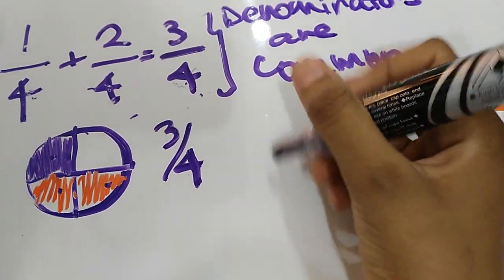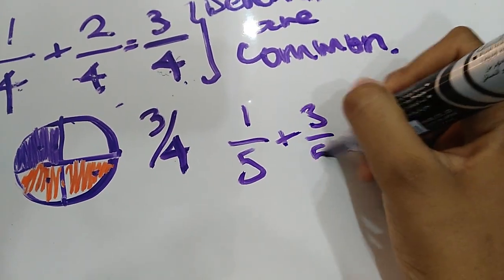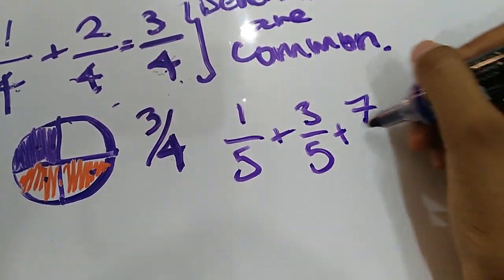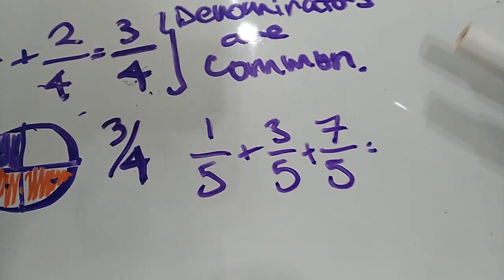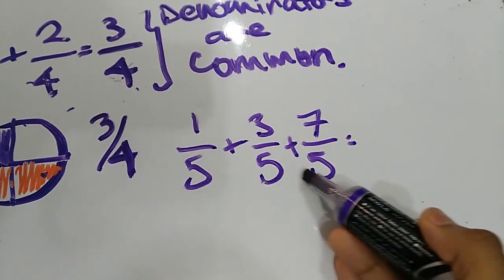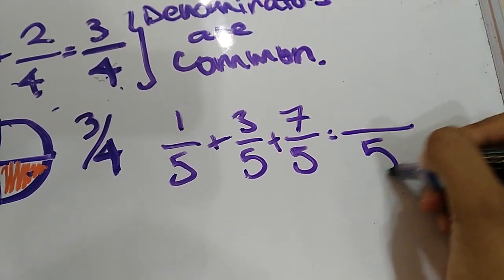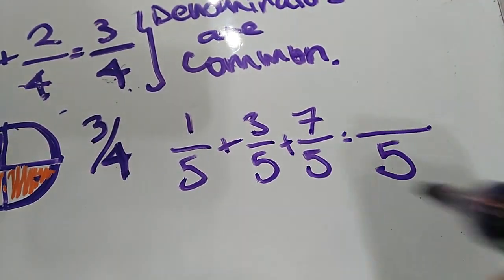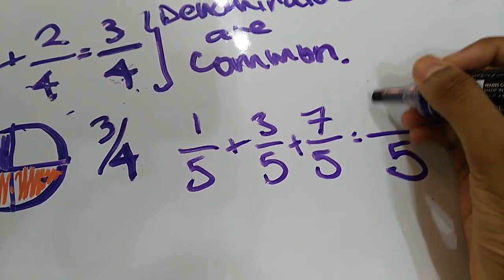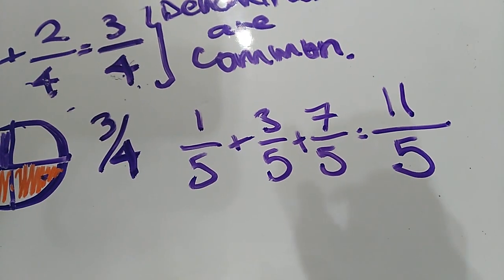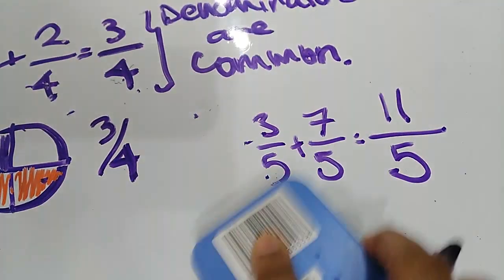So, say we have 1/5 plus 3/5 plus 7/5. Well, they all have common denominators, so what's the rule when the denominators of the fractions are the same? You just keep the same denominator and add the numerators through. So 1 plus 3 is 4, 4 plus 7 is 11. So that's my answer. Similarly, this works for subtraction.